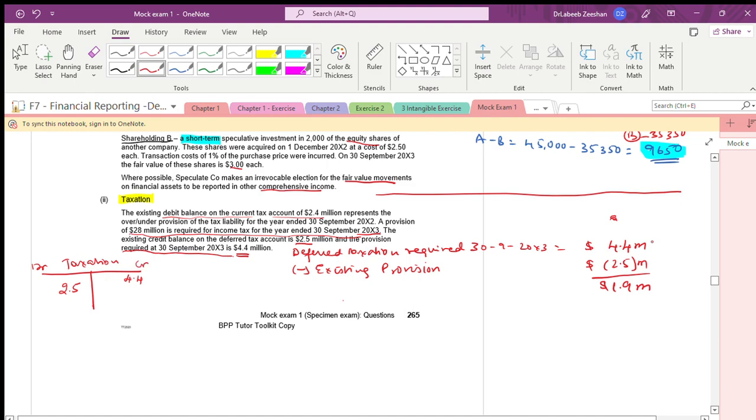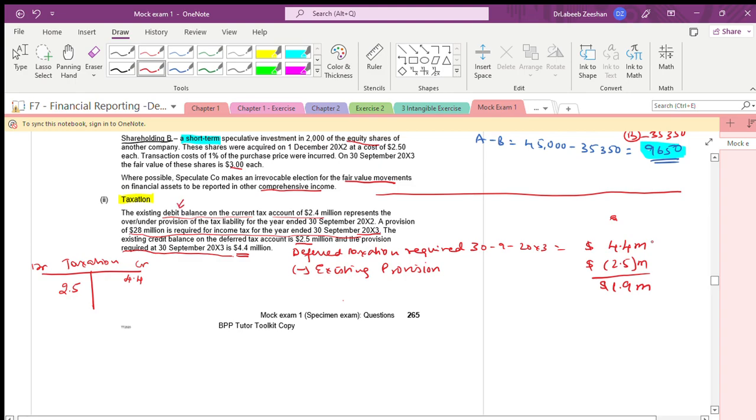2.5. This is what it says. Now, the existing debit balance on the current tax account is 2.4, representing an under provision of the liability. Means there is under provision. They represent the under or over provision of the tax liability. See, definitely if it is a debit balance, is it right?